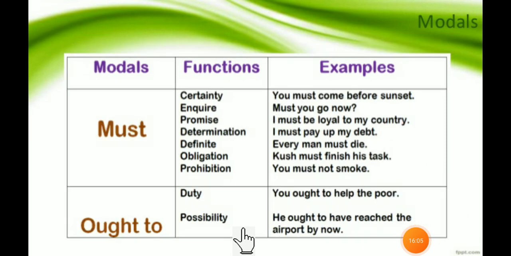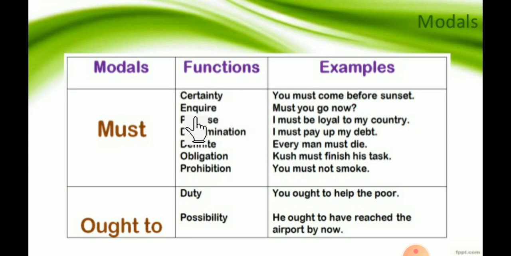Our next modal verb is must. Must is used for certainty, for inquiry, for promise, for determination, for definiteness, for obligation, and for prohibition. So certainty. Got it? Here is an example: you must come before sunset. So it is a certainty. Certainty means you must come before the sunset.